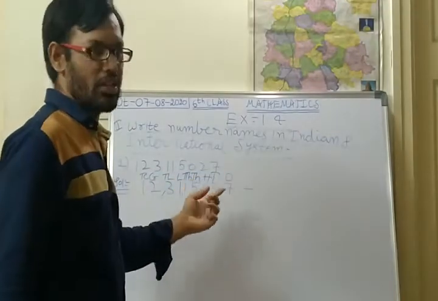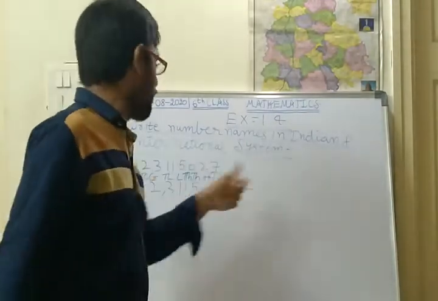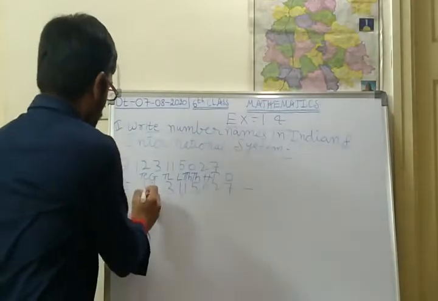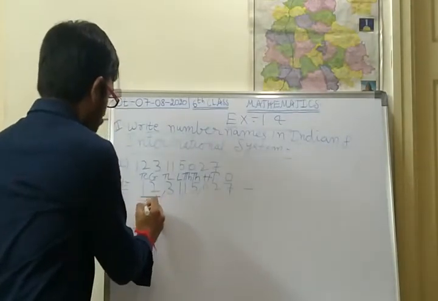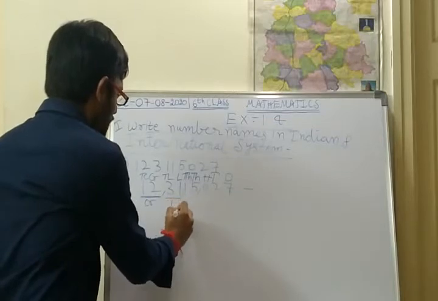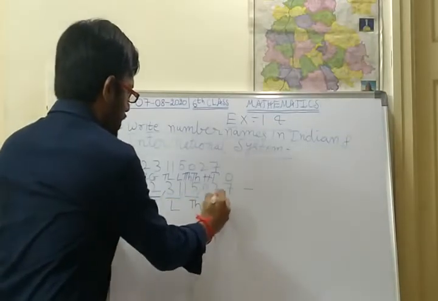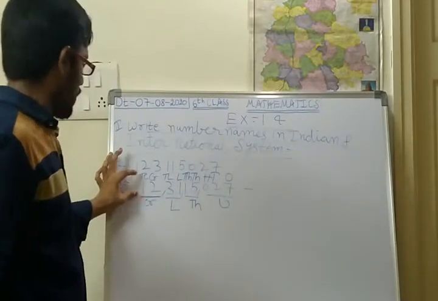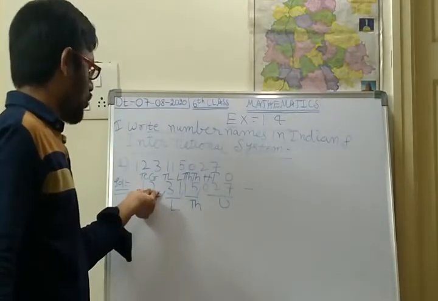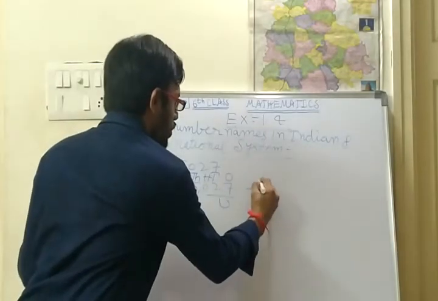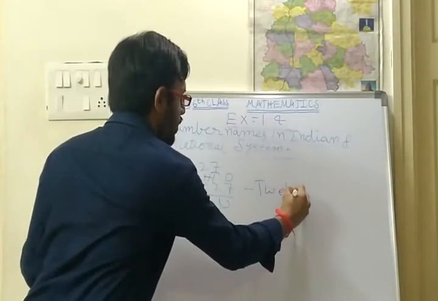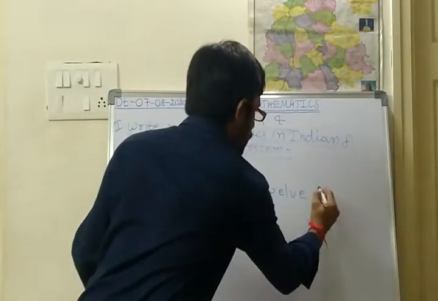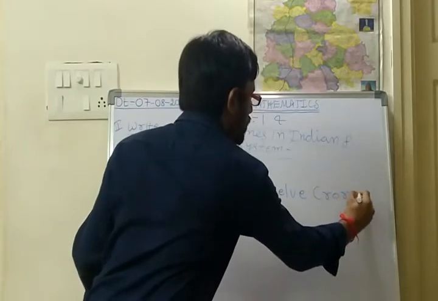So now write the number name for this number in the Indian system. First of all, what is this category? Crores category. Next, lakhs category. Next, thousands category. Next, units category. So first start with the crores category. In the crores, which number is it? 12. So directly write down twelve. 12 is in the crores category, so 12 crores. 12 crores is completed.